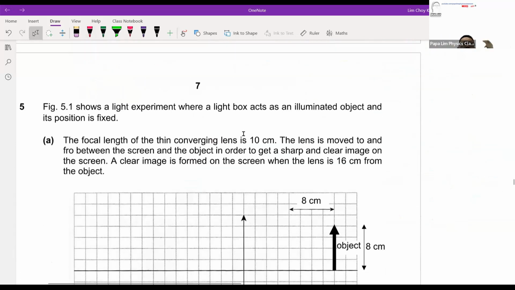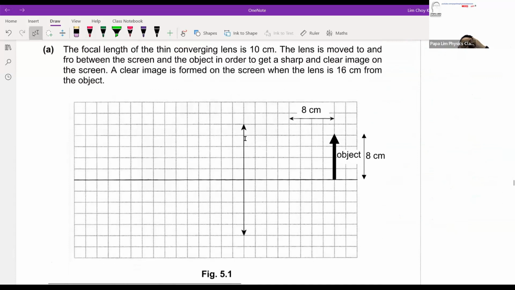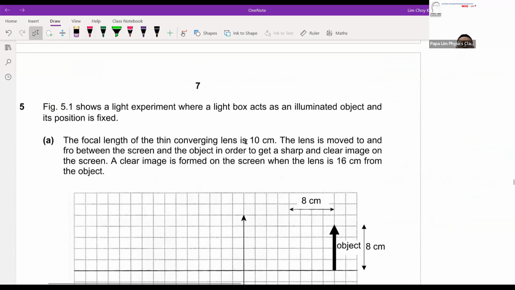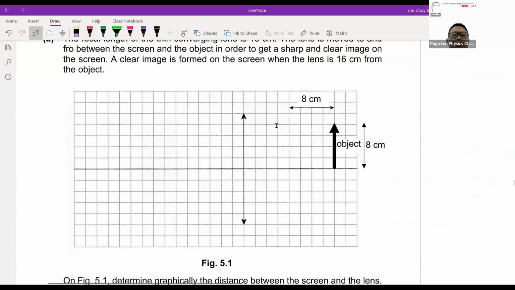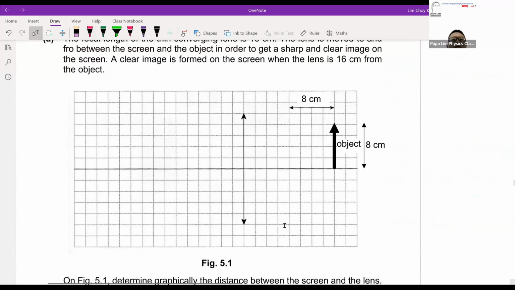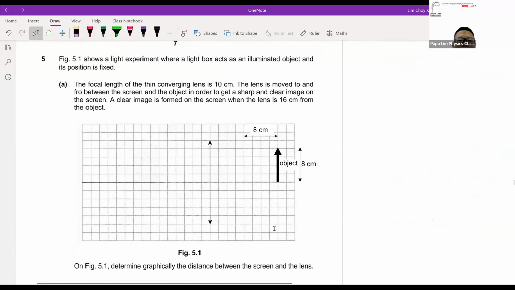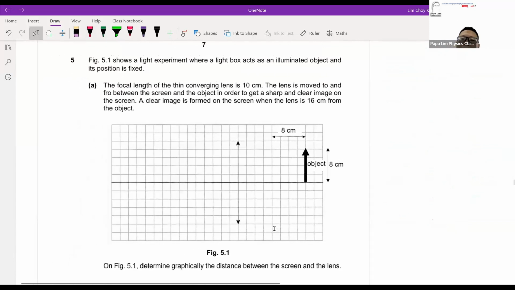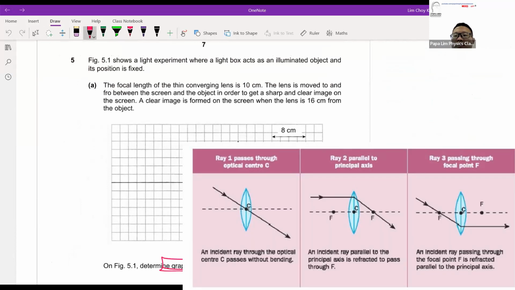Now, the next question will be your lenses. I would say this question is quite straightforward. It is a standard lens question with the drawing here. The only trick you must be careful of is that in this question you need to literally use a ruler and measure, because this is a graphical approach. This drawing will include the three ray diagrams, the three rays that you use.